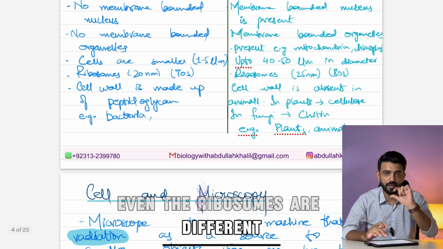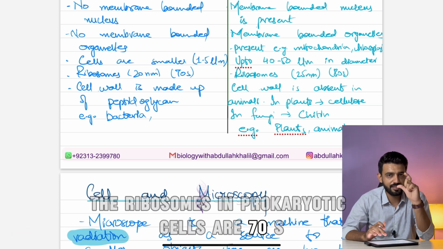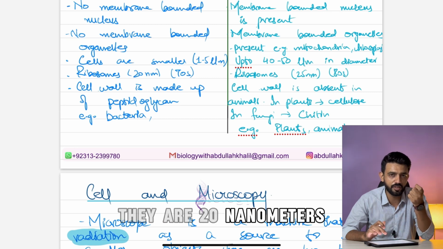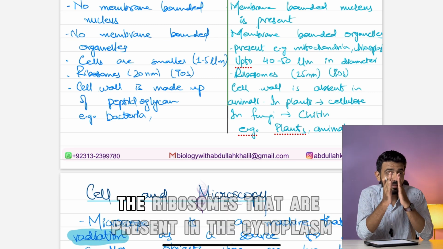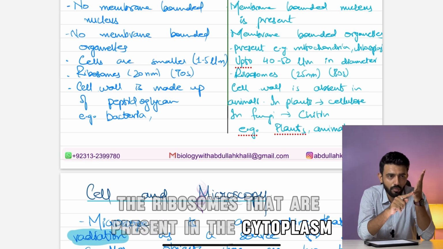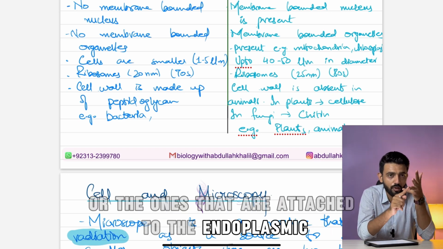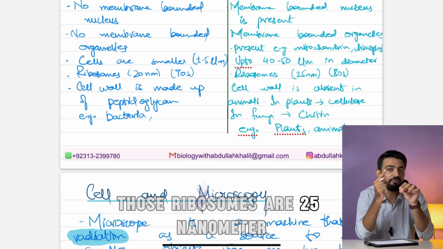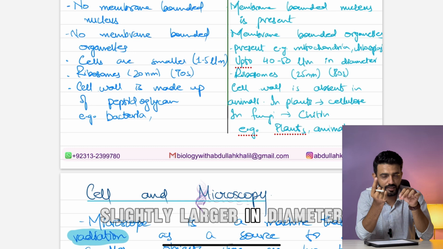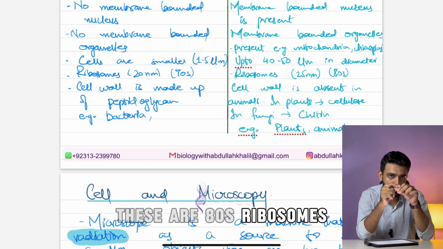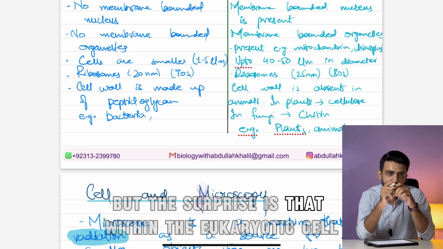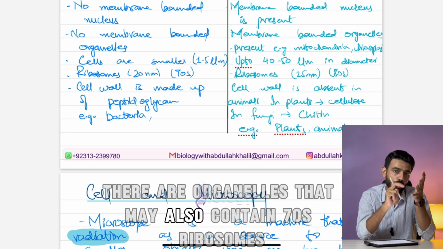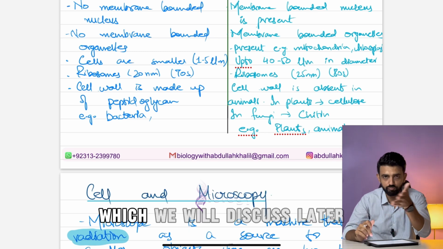Even the ribosomes are different. The ribosomes in prokaryotic cells are 70S, slightly smaller in diameter. They are 20 nanometers. In eukaryotic cells, the ribosomes that are present in the cytoplasm or the ones that are attached to the endoplasmic reticulum, the rough endoplasmic reticulum, those ribosomes are 25 nanometers, slightly larger in diameter. These are 80S ribosomes. But the surprise is that within the eukaryotic cell, there are organelles that may also contain 70S ribosomes, which we will discuss later.